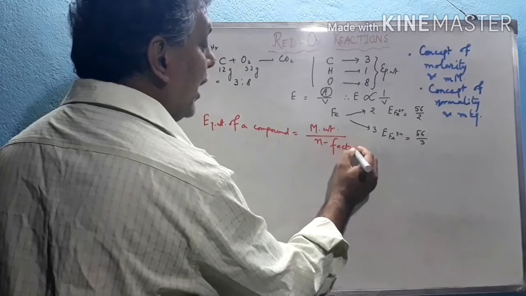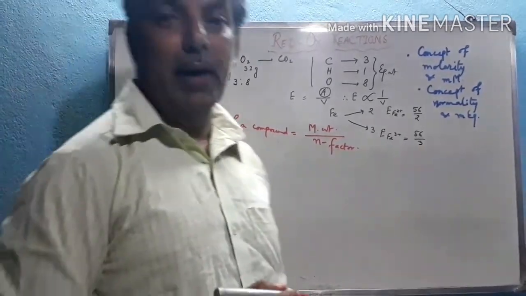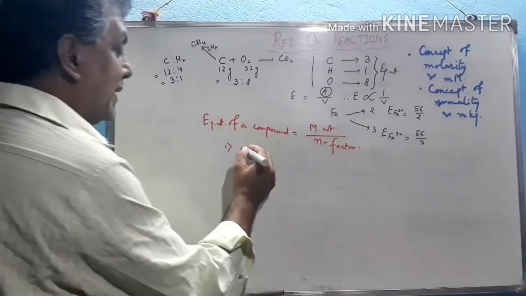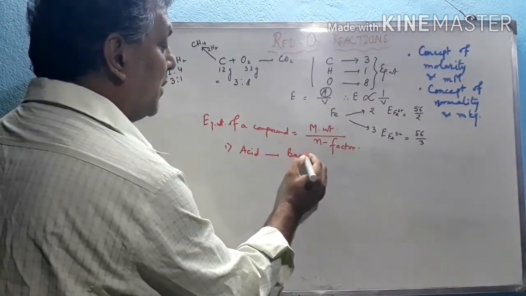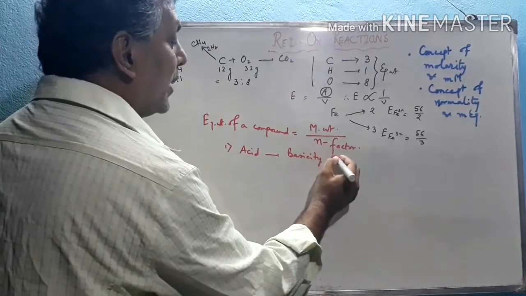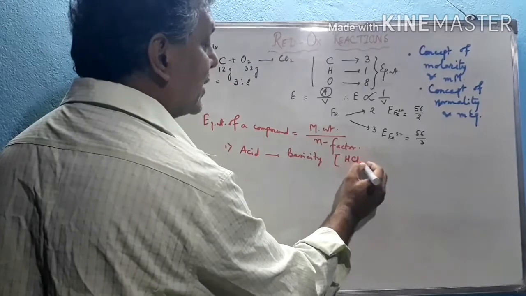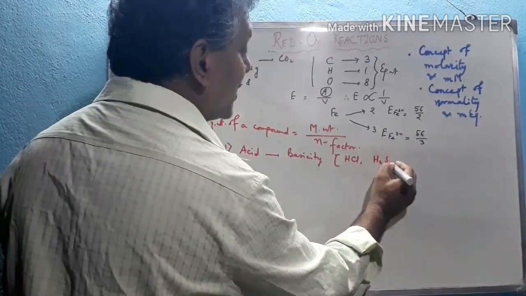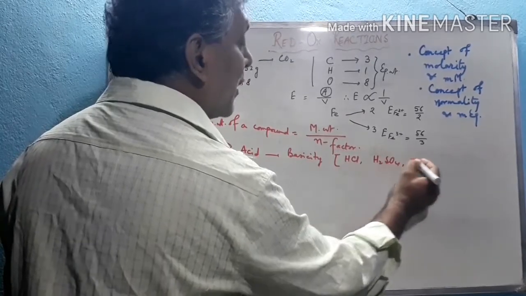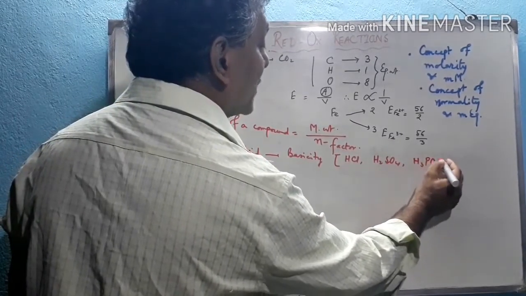Now, what is the n factor? For different species the n factors are different. Number 1, for an acid, the n factor is the basicity of the acid. Now we know what the basicity is: the number of replaceable hydrogen atoms. For HCl, which is monobasic, the n factor becomes 1. For H2SO4, which is dibasic, the n factor becomes 2. And for H3PO4, which is tribasic, the n factor becomes 3.